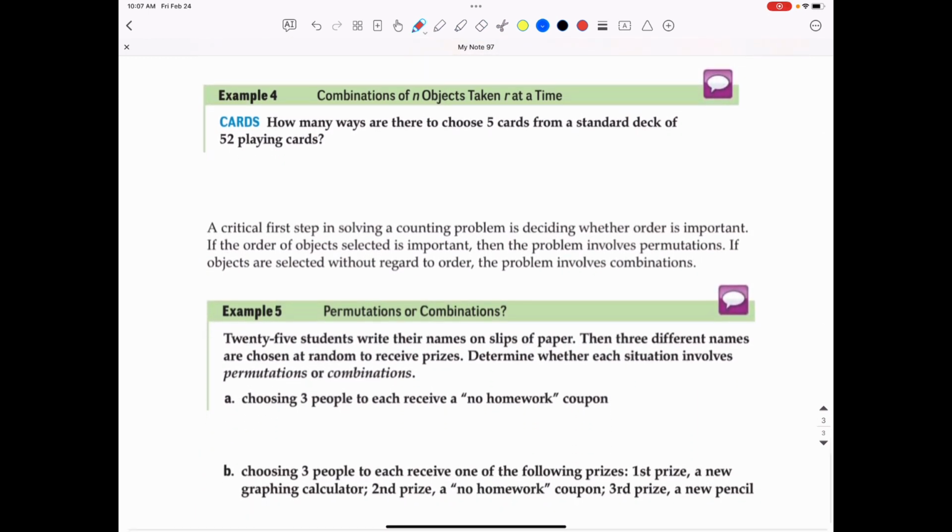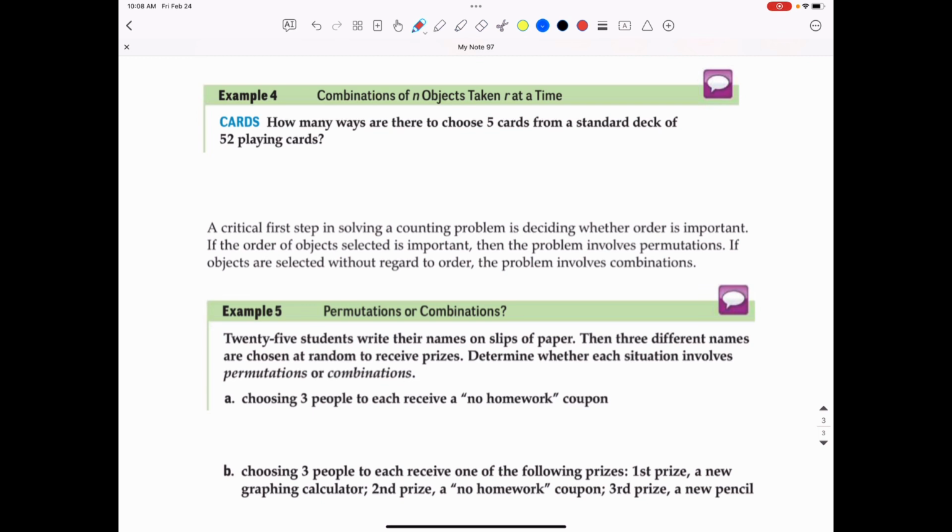A situation that you may run across in real life is playing a card game. How many different ways are there to choose 5 cards from a standard deck of 52 playing cards? So you're playing your favorite card game, and you get dealt 5 cards. The order you get dealt those 5 cards in most card games does not matter. So this is a combination.